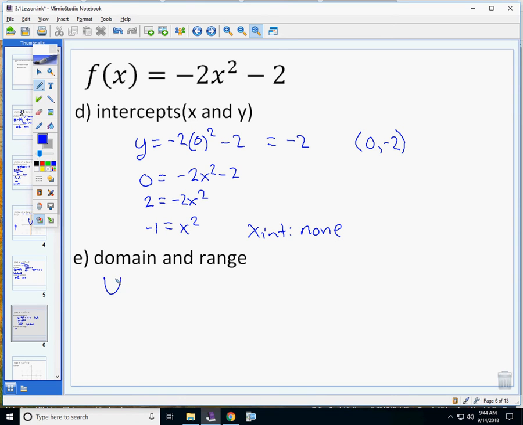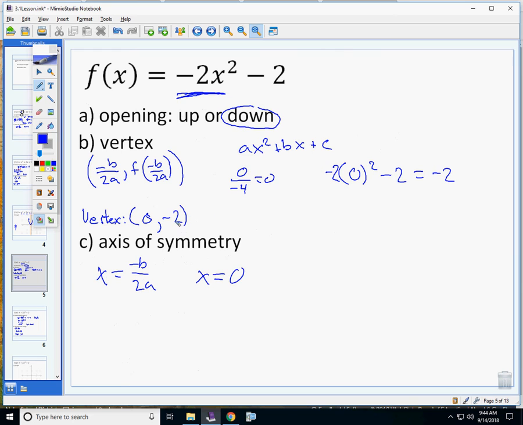Remember, for domain, anytime we have a parabola, we're going to have the domain being all real numbers, because we can plug in any x value we want and it'll still give us an answer. As long as the x is a real number, we'll get a real answer. So domain is all real. The range, on the other hand, remember we said that this one was pointing down. So the range would be y is less than or equal to the y coordinate from the vertex, which was negative 2.